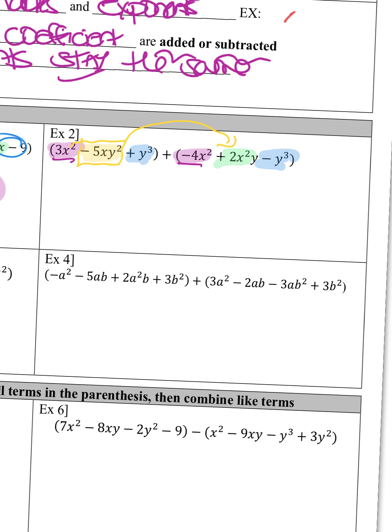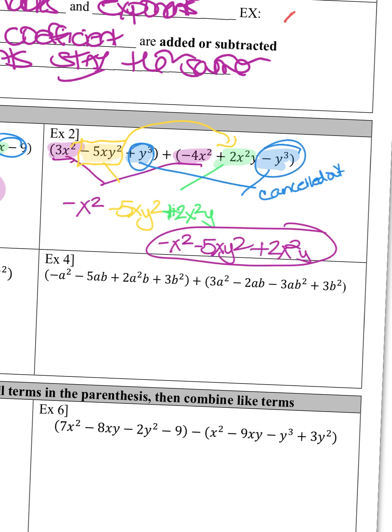Okay, I then looked at what I've highlighted here in my blue. Did you notice that they canceled out? You betcha. And now I'm left with my green. So you should have gotten negative x to the second minus 5xy to the second plus 2x squared y as your final answer.